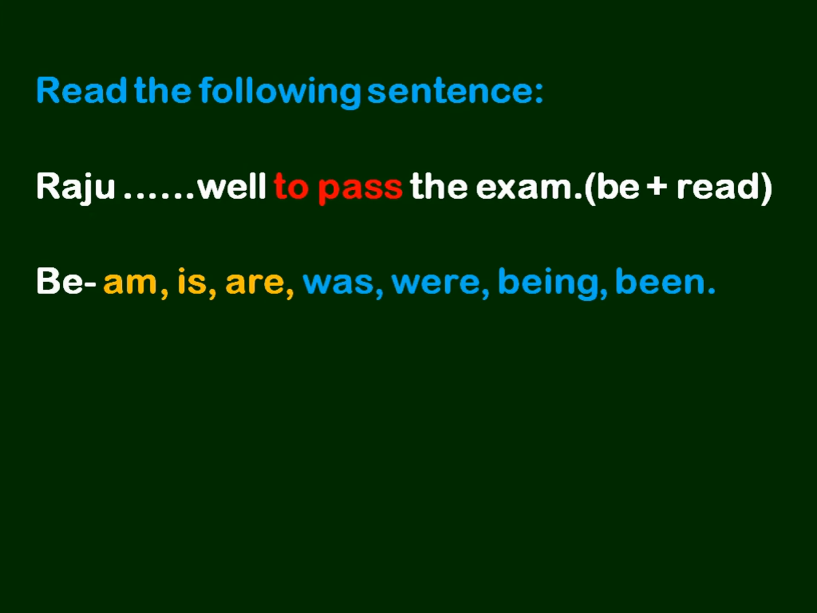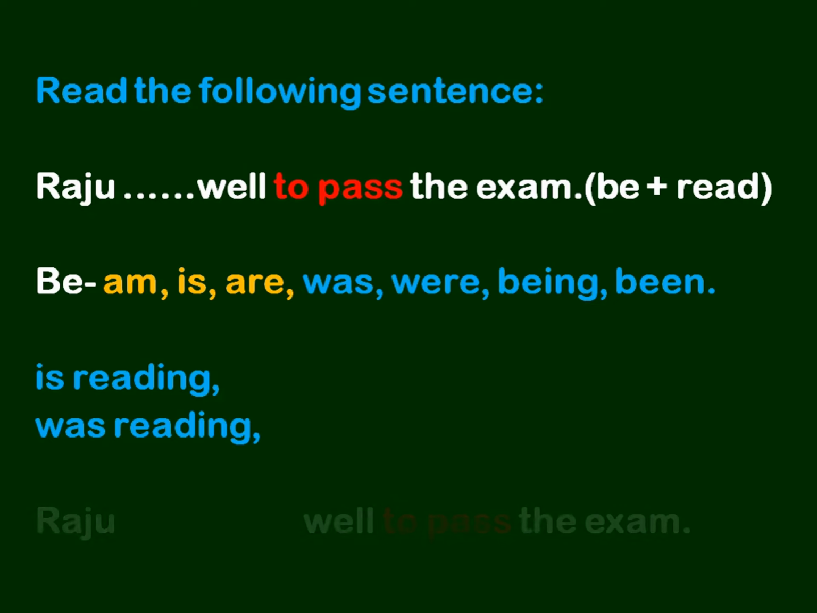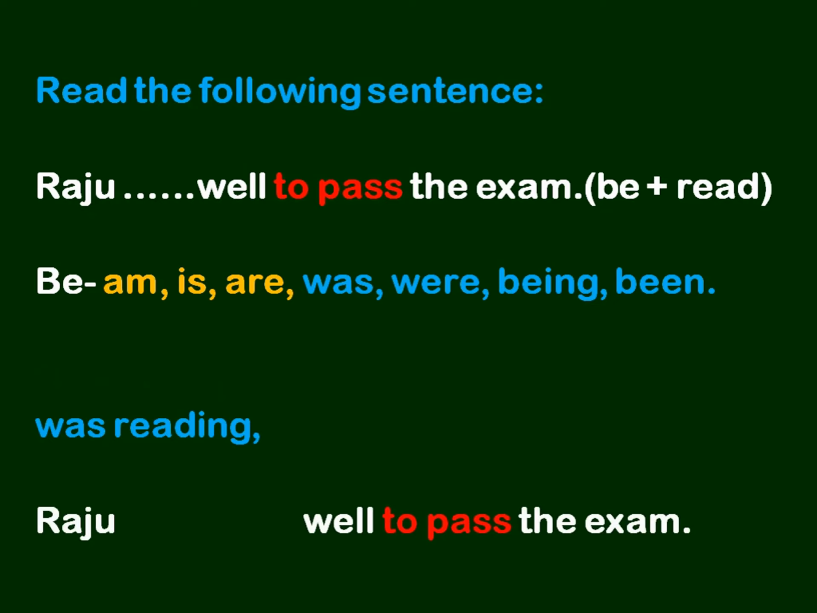Am, is, are are present forms, then was, were are past forms. Being and been are the other forms. Been is the past participle form and being is the present participle form. So we can use here is reading or was reading, both can be used because there is no word that tells you this is present continuous or past continuous. As there is no such word, we can use both forms here, is reading, was reading. I'm just using is reading. Raju is reading well to pass the exam.